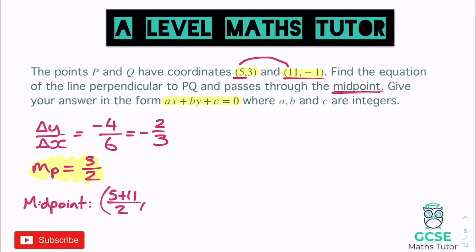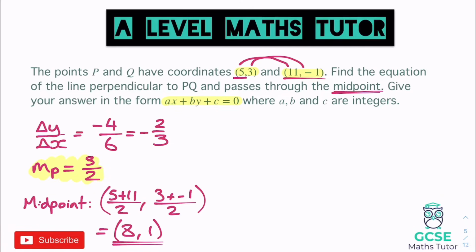And for the y coordinate, we're going to have 3 add the minus 1, so 3 plus minus 1 all over 2. And that's going to give us our midpoint there. Now 5 plus 11 is 16. If we divide that by 2, we get 8. 3 add negative 1 is positive 2, and divide that by 2 is 1. So there we go, there's our midpoint, 8, 1.